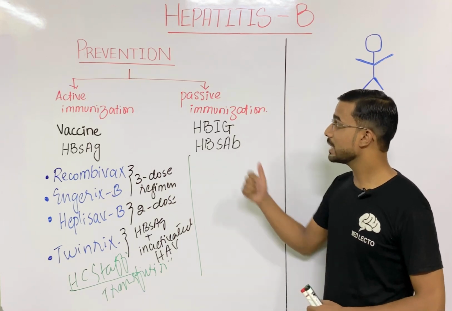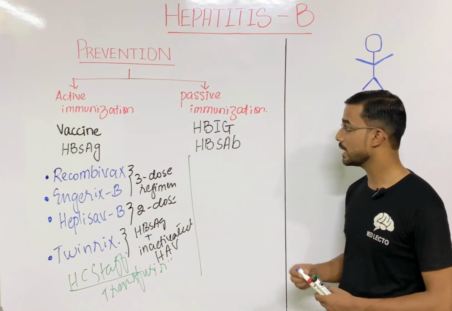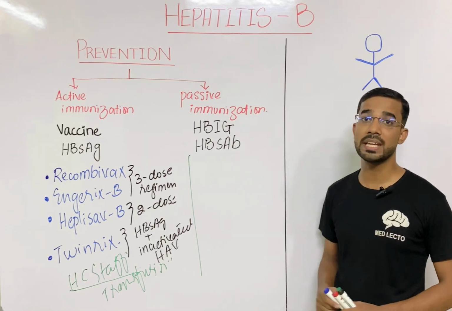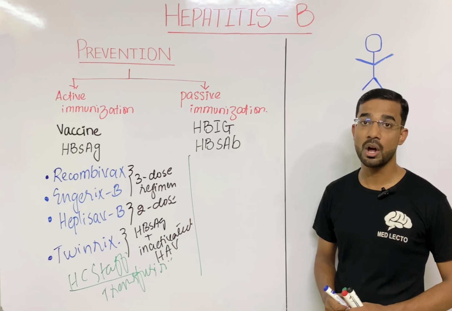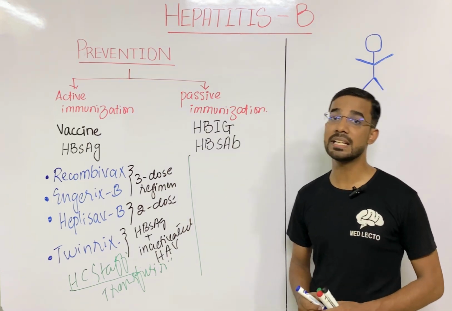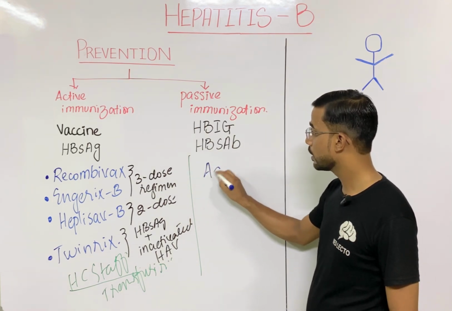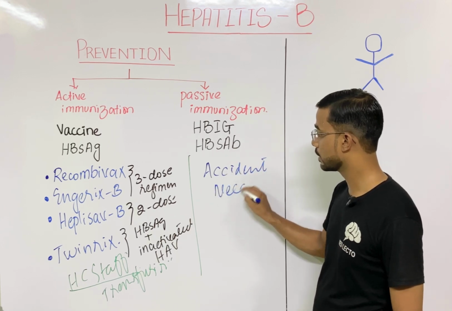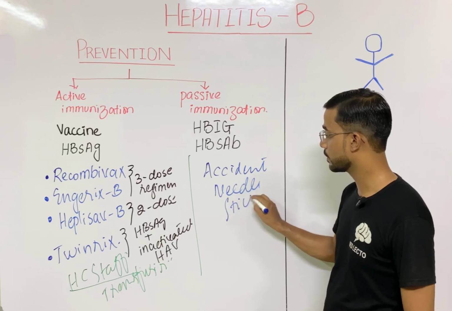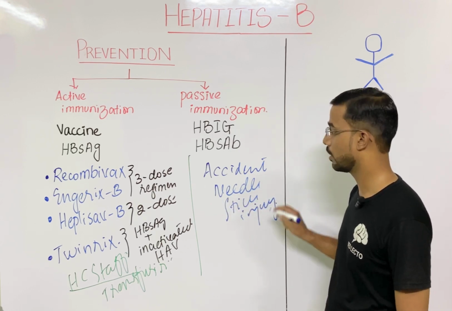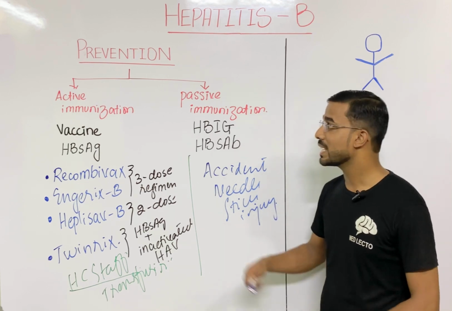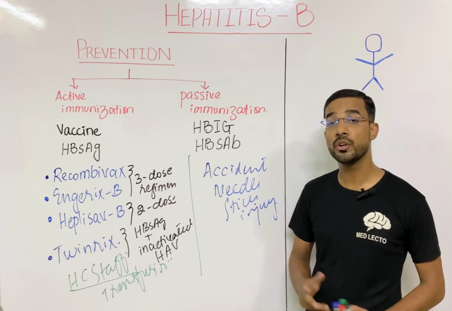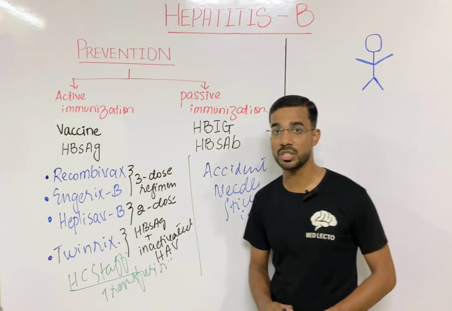In passive immunization, you use the hepatitis B surface antibodies for accidental needle stick injury. For those people who got a needle stick injury, you can use active immunization and passive immunization separately, or you can use them in combination as well.